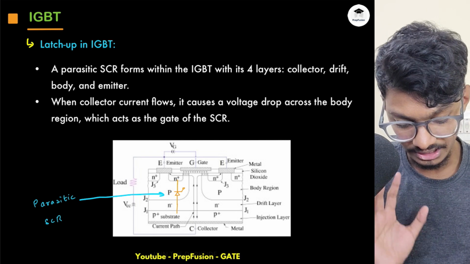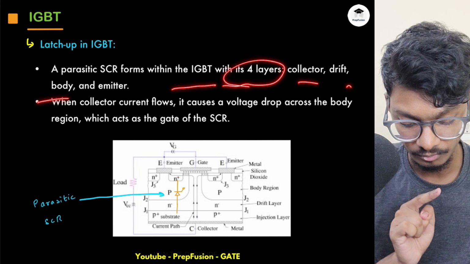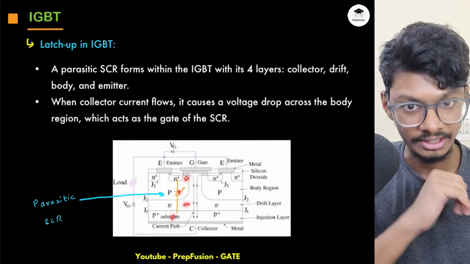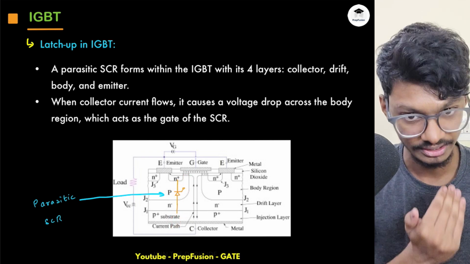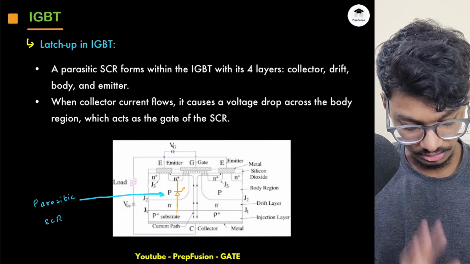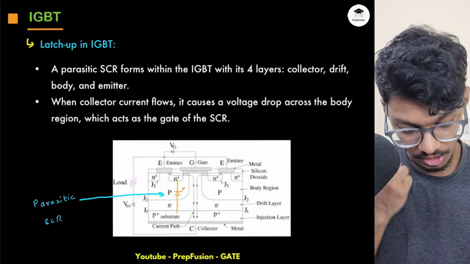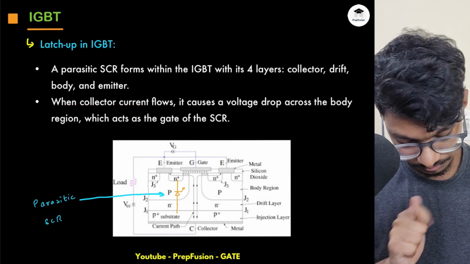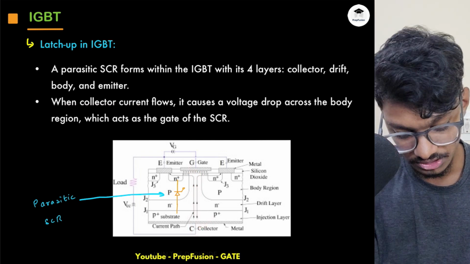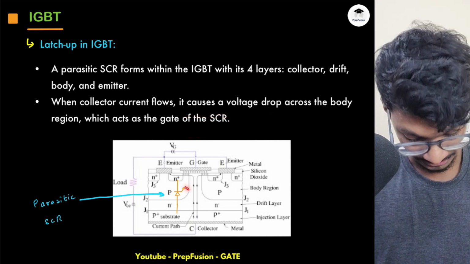So what is happening? A parasitic SCR forms within the IGBT with its four layers: collector, drift, body and emitter. Why? Because a PNPN type of structure is forming, and in an SCR exactly this type of structure is there, right? So when the collector current flows from here to here, it causes a voltage drop across the body region, which acts as the gate of the SCR.